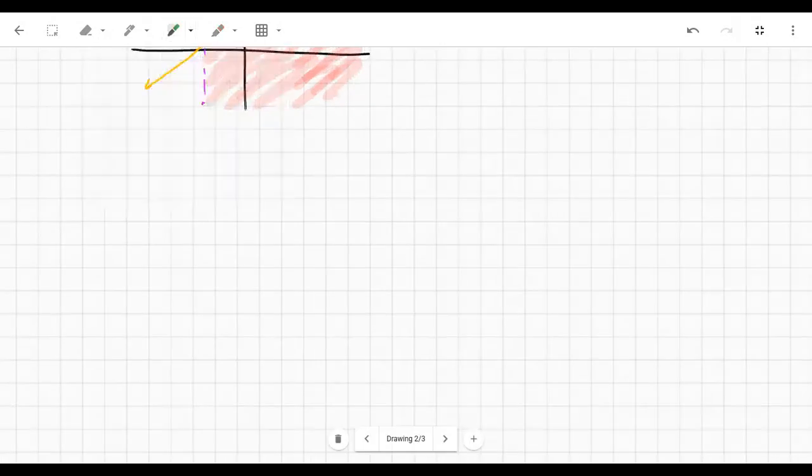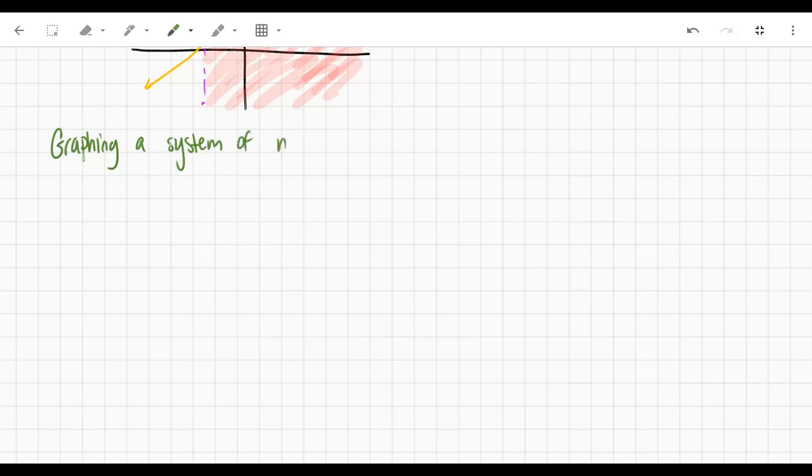We have graphing a system of nonlinear inequalities. Problem type 1.